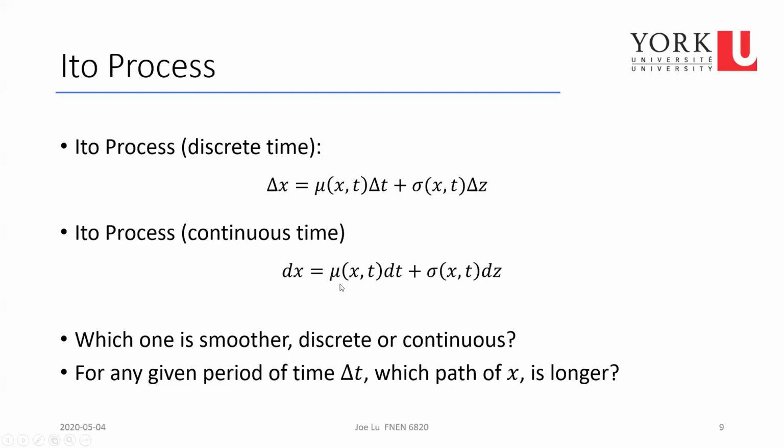So then you have dx equal to mu dt plus sigma times dz. Now, the question is which one is smoother? Is the continuous process smoother than the discrete one? By smooth, we mean it doesn't have a whole lot of wiggles, like a smooth process has a finite length, whereas something less smooth will have a longer length. So it wiggles a bit more, a lot more actually.